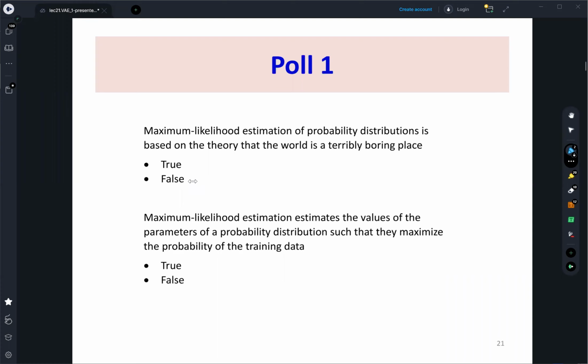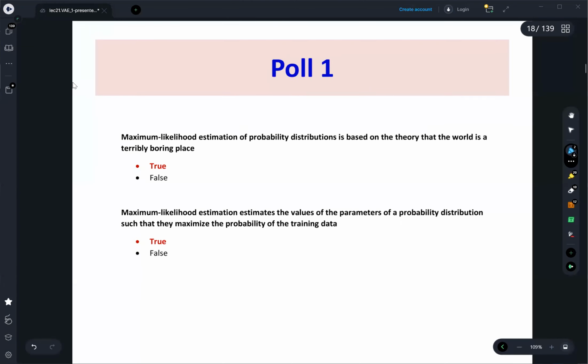What are the answers for the first one? True. Second, also true, right? And yeah, most of you actually got that right. Some of you hurried just to get on the poll, and you got it wrong, but I'm sure everybody knows the answer. So we get an idea of what maximum likelihood estimation actually does, right?